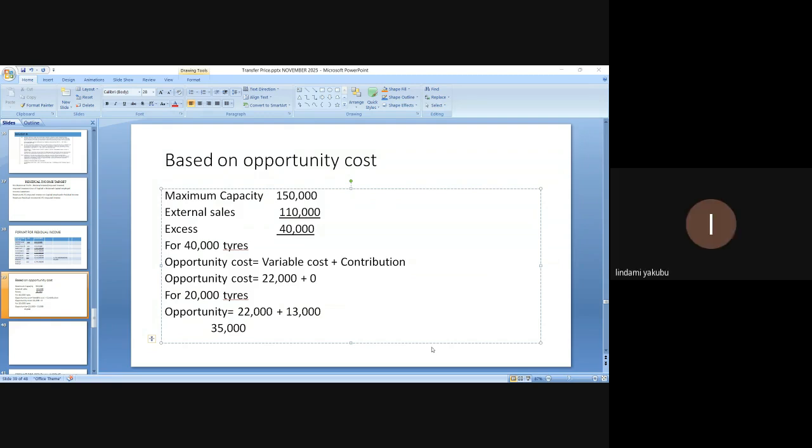Yes, sir. Hello, sir. Yes, ma'am. So now, in essence, that means in the 40,000 tires, 20,000 tires will go for variable cost, and 20,000 tires will now go for external price, right? Yes. All right. Thank you.